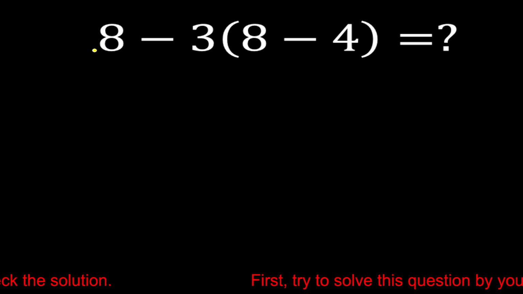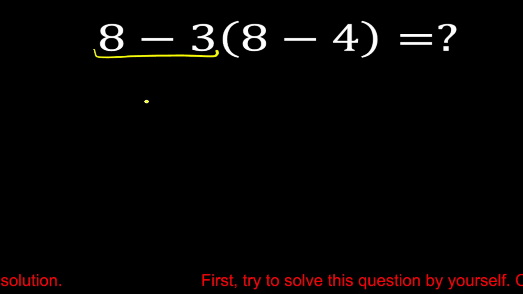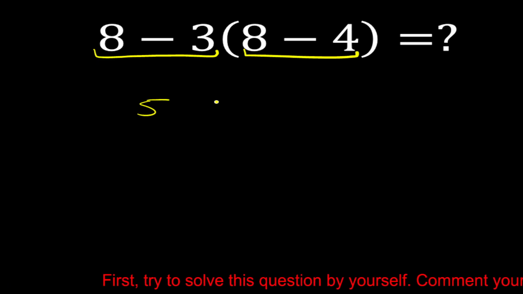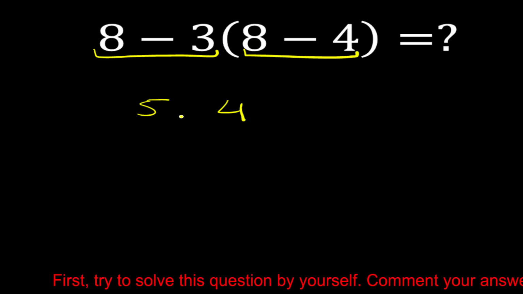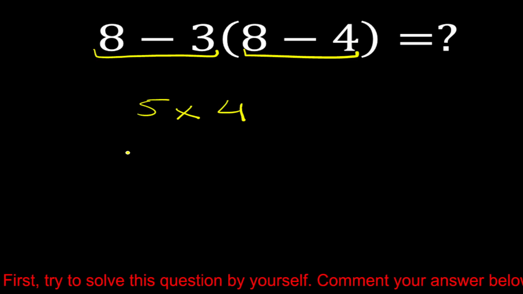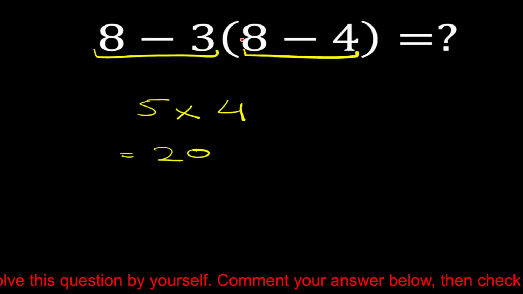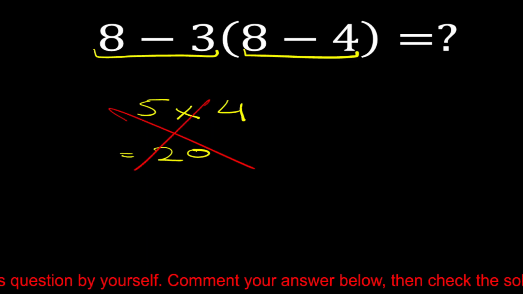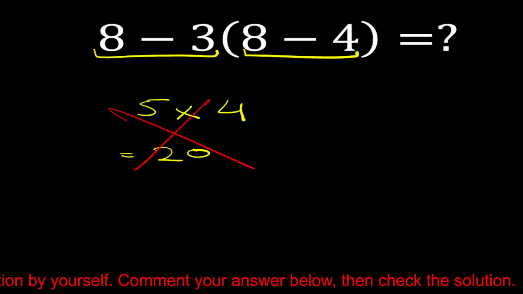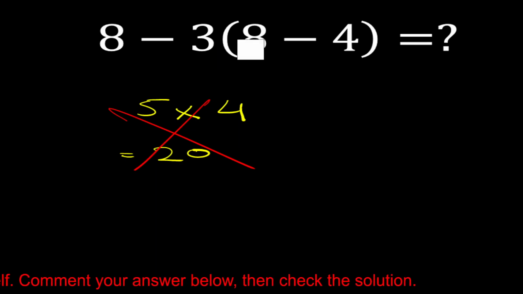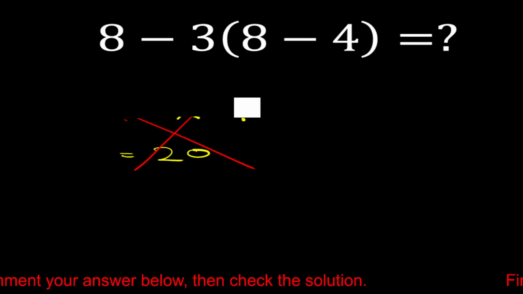So 8 minus 3 is equal to 5. Then again 8 minus 4 is equal to 4. Now 5 multiply 4 is equal to 20. But this answer is completely wrong. This answer is not correct. Okay. Now let's solve this problem correctly by using a PEMDAS rule.